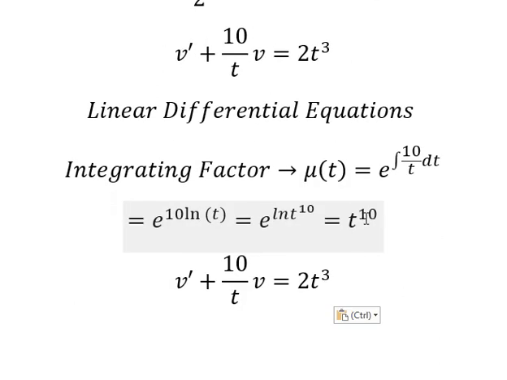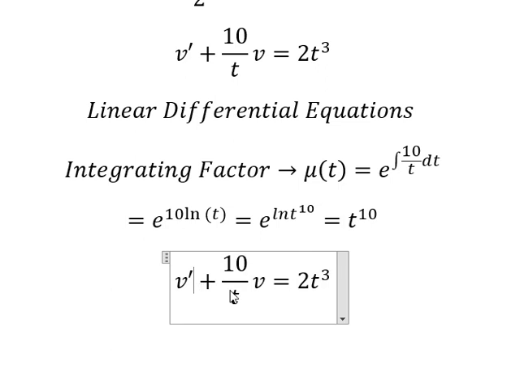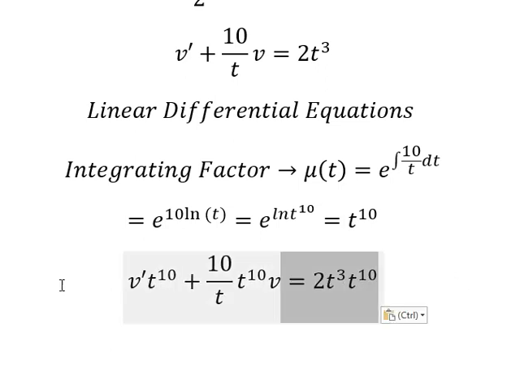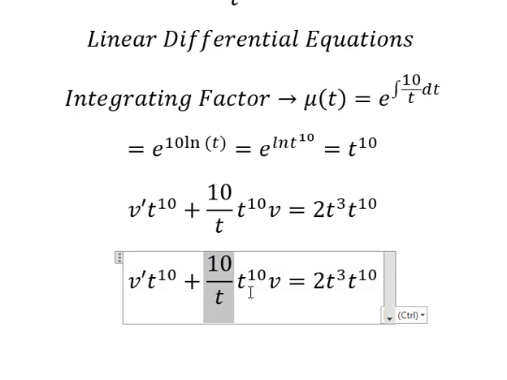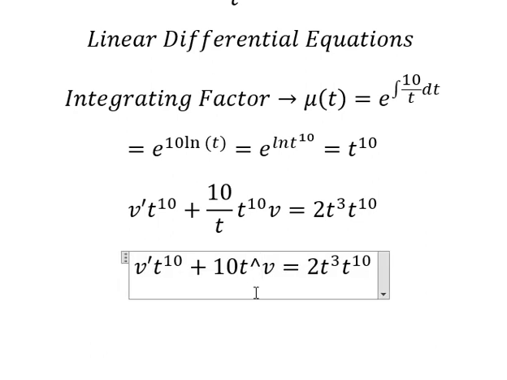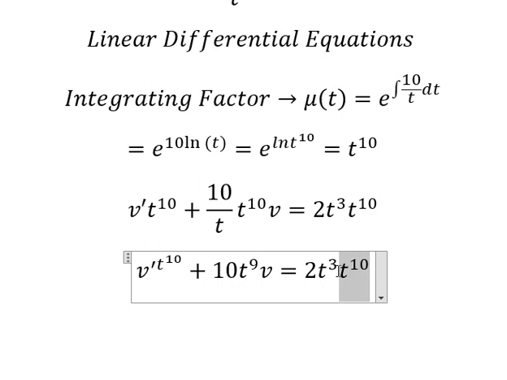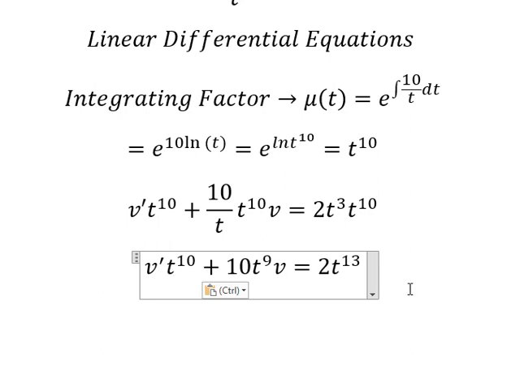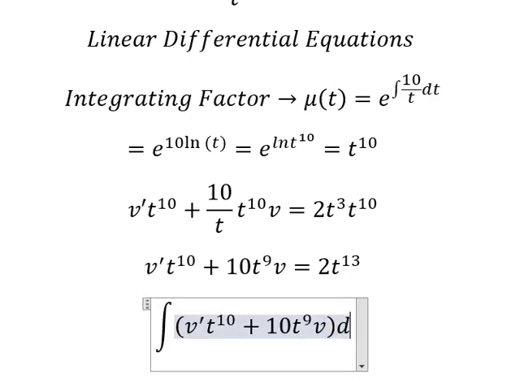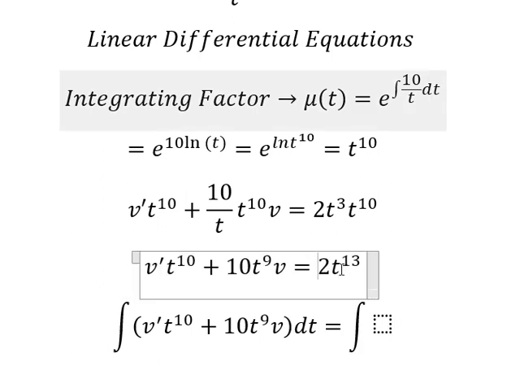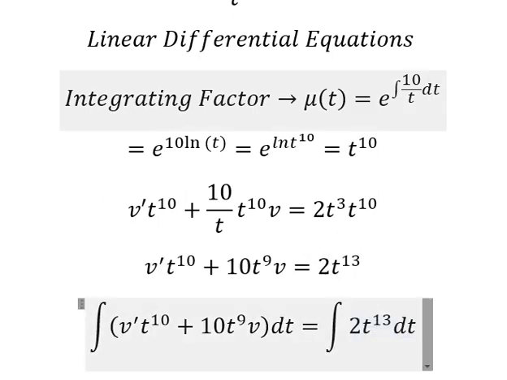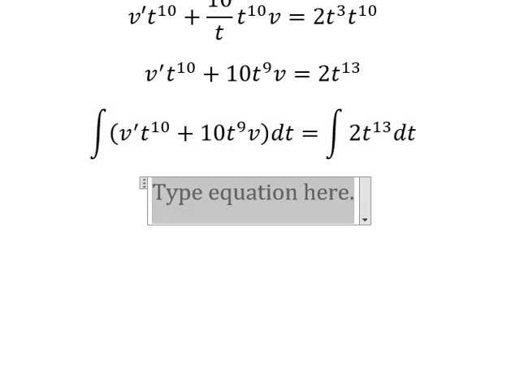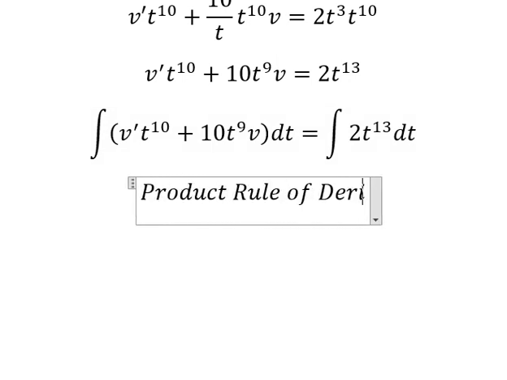That means we need to multiply both sides by this one. So this one we have 10t to the power of 9. The 3 and the 10 give us t to the power of 13. Now we take the integration of both sides. So we need to use the product rule of derivative.